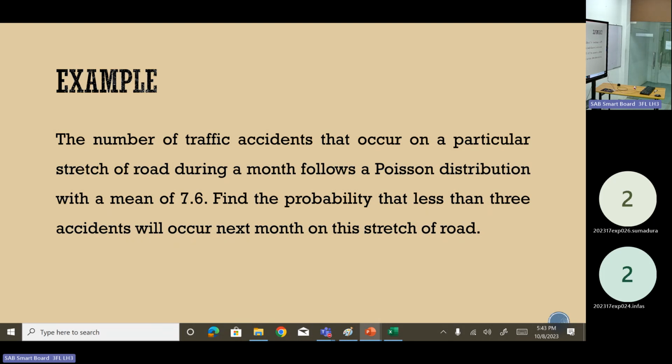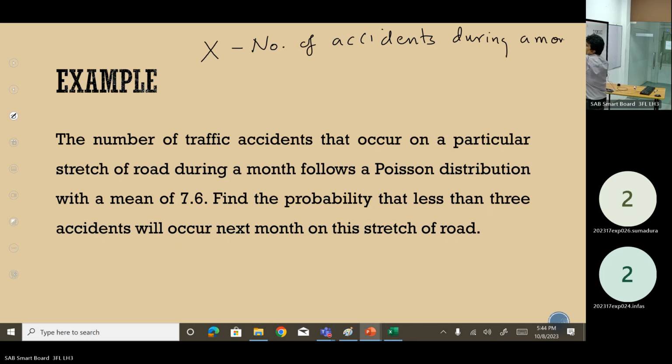Next month, you got the point, right? So number of accidents per month. It could also be defined per half a month, but according to what they ask for, we have to define it. Next month, we define as a month. So the X variable is the number of accidents during a month.